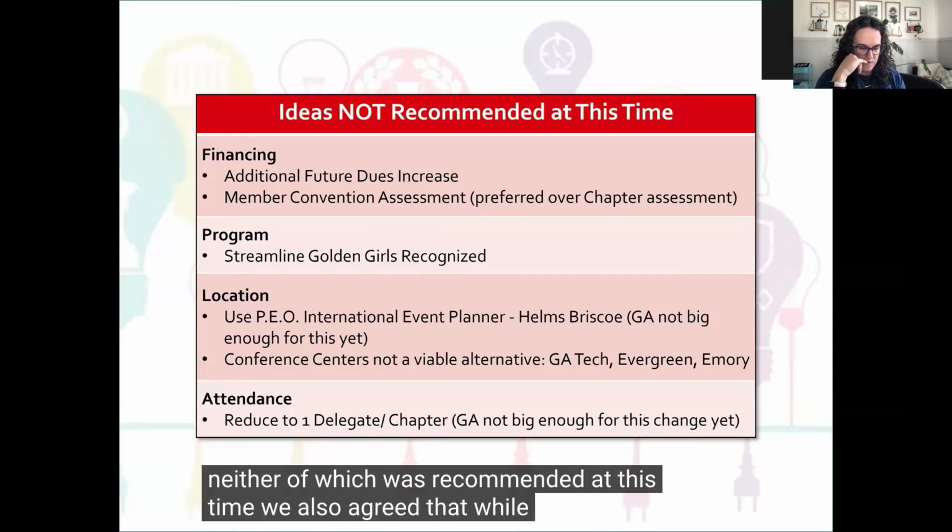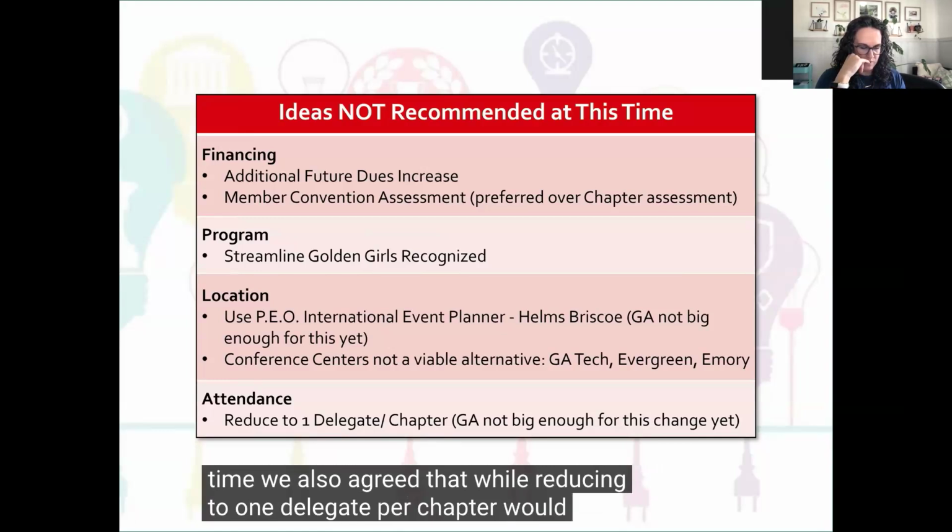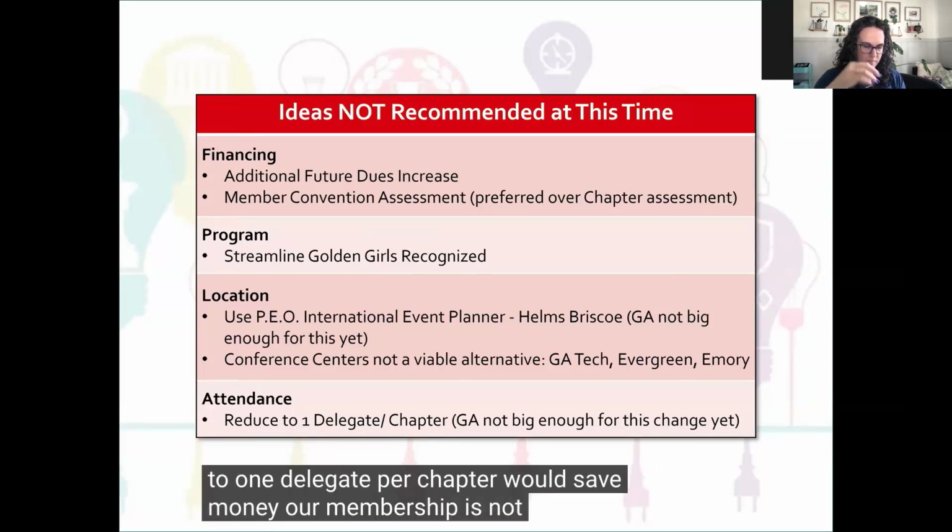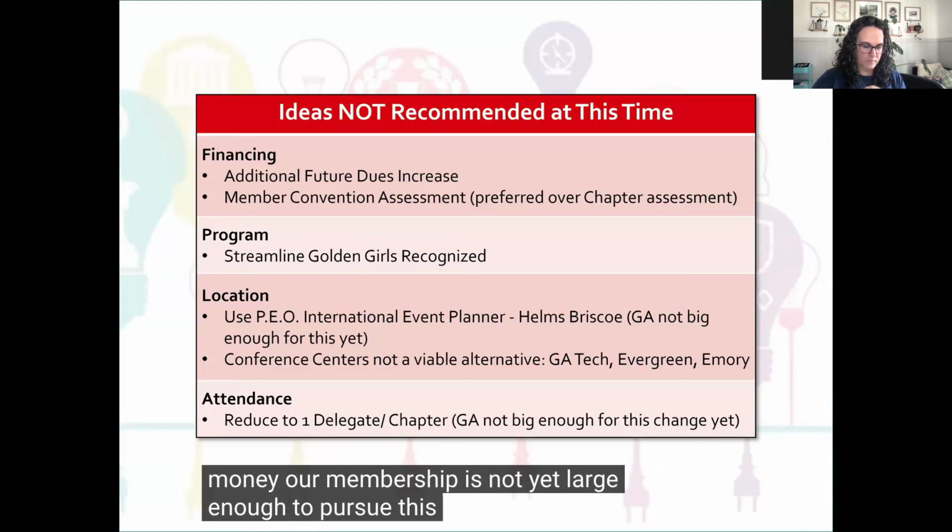We also agreed that while reducing to 1 delegate per chapter would save money, our membership is not yet large enough to pursue this idea.